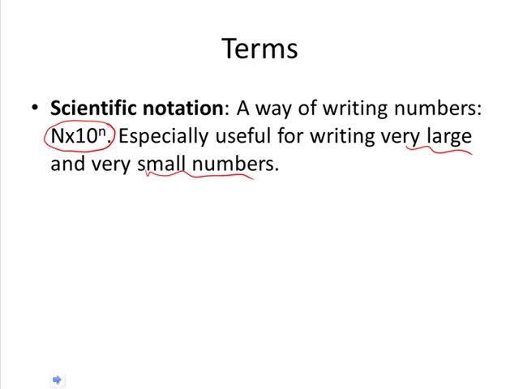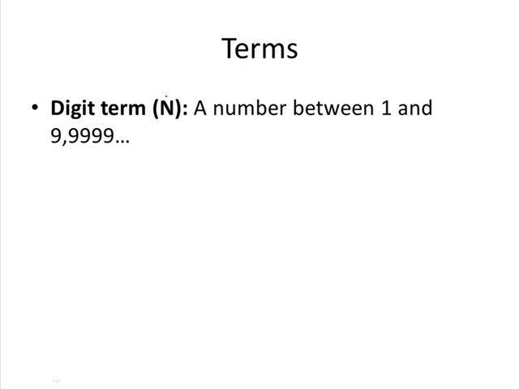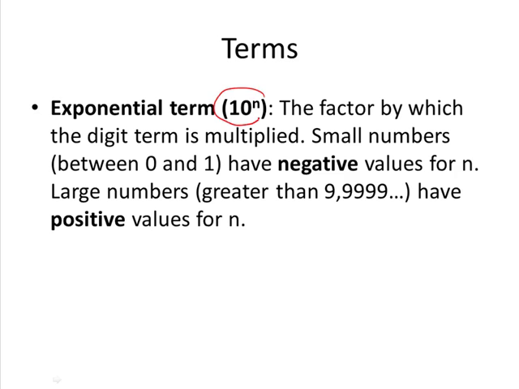In scientific notation, we call the capital N the digit term. And the digit term is always a number between 1 and 9,999 recurring. So it only has one digit in front of the decimal comma. And then you multiply that by the exponential term, 10 to the power small n. And the exponential term means the factor by which the digit term is multiplied.